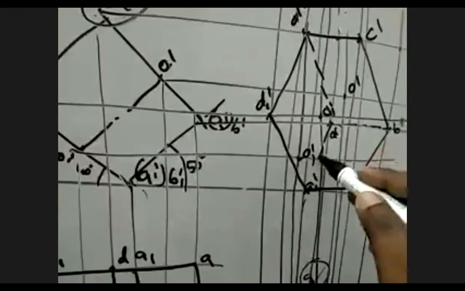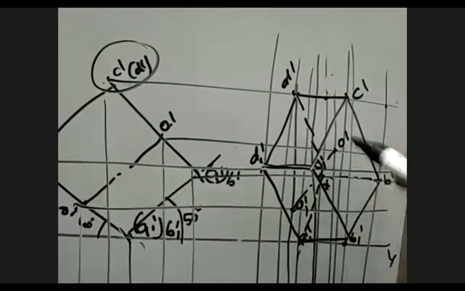Then A to A1 also should be dotted. So it is dotted. Now this point is what? C1. C1 is far off from the XY line. So C1 point has to be drawn dark. So D1 to C1 dark, C1 to B1 dark, C1 to C dark. O to O1 chain line. That's it.